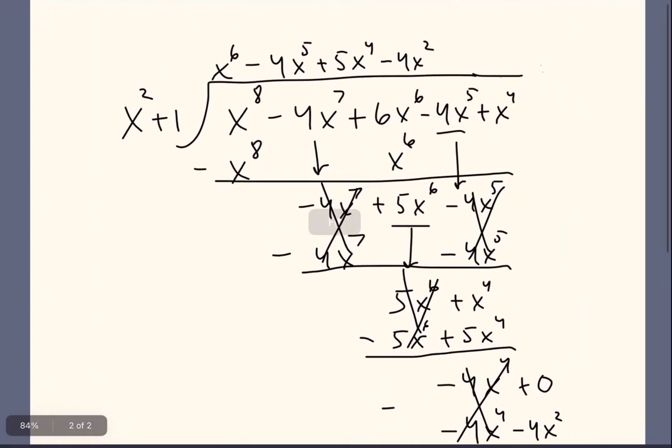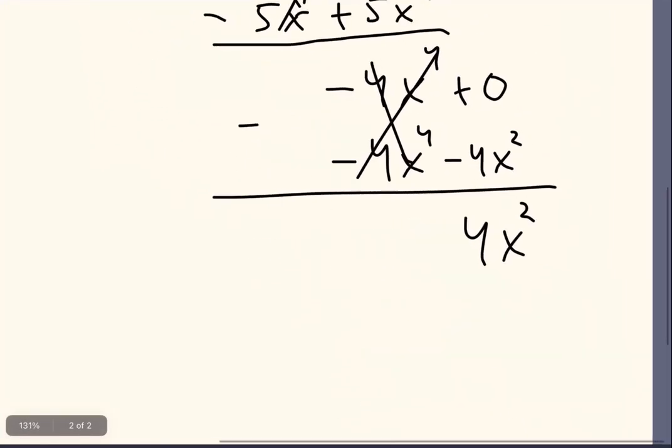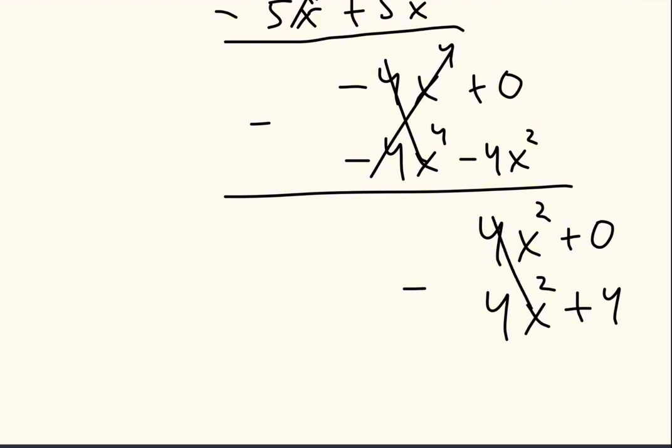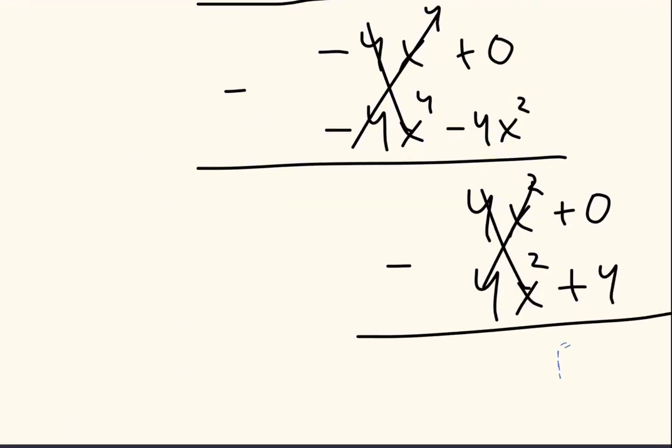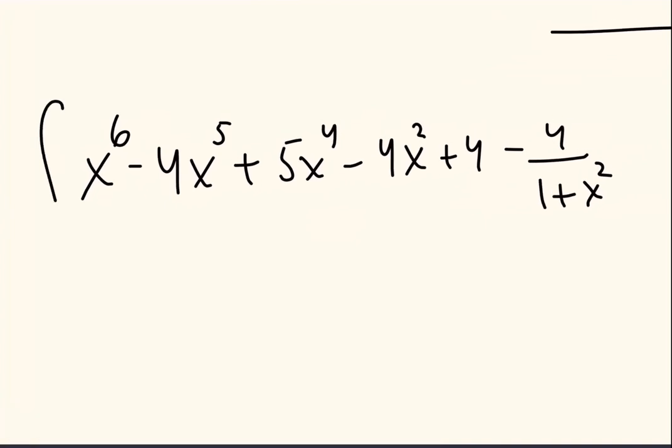4x squared. And now the next term you multiply by x squared plus 1 to get positive 4x squared is just plus 4. So the next terms we should get is positive 4x squared and plus 4. So once again, 4x squared gets canceled out, and we are left with negative 4, and that's our remainder. So that's pretty much the first part done, and this is how our final answer should look like.